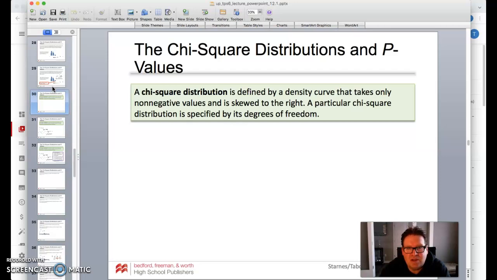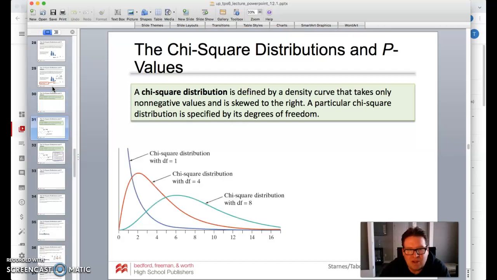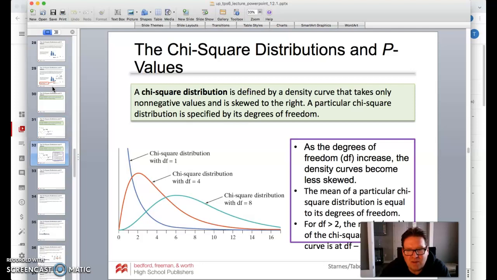So the chi-squared distribution is defined by a density curve that takes only non-negative values and is skewed to the right. A particular chi-squared distribution is specified by its degrees of freedom. Okay, so again, degrees of freedom is going to be one less than your counts that we have here. So you can kind of see what happens as we get higher degrees of freedom. The density curve becomes less skewed. And then the mean of a particular chi-squared distribution is equal to its degrees of freedom. So that's what that is. And then for degrees of freedom that are bigger than 2, the mode is the degrees of freedom minus 2. So take that as you look at those values that we have there as we answer those questions moving forward.